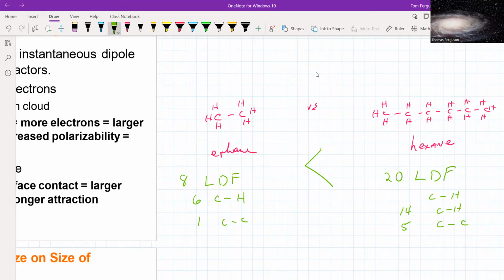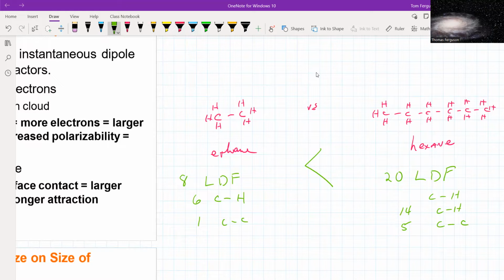And then in the hexane, we've got significantly more carbon-hydrogen bonds. And what's the delta EN for C-C? 0. So it's a pure covalent. Pure covalents have absolutely no delta EN.